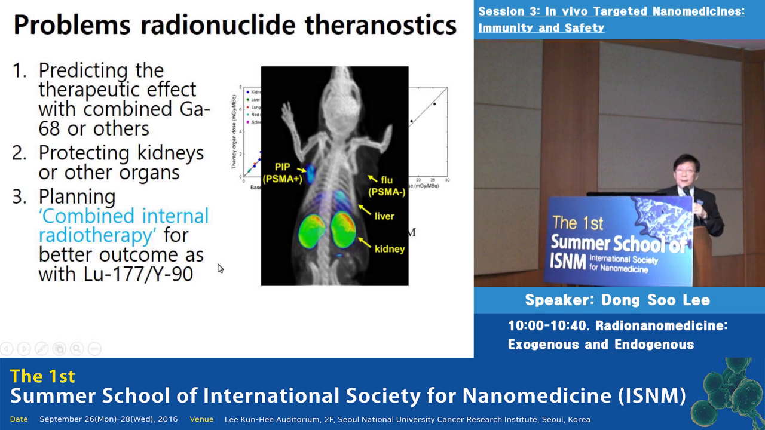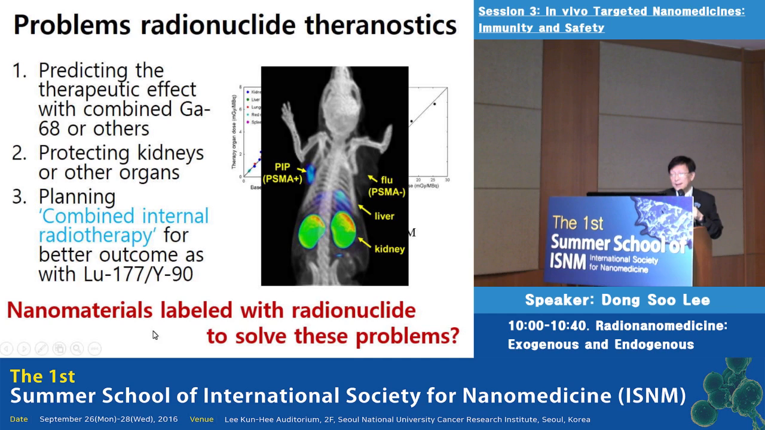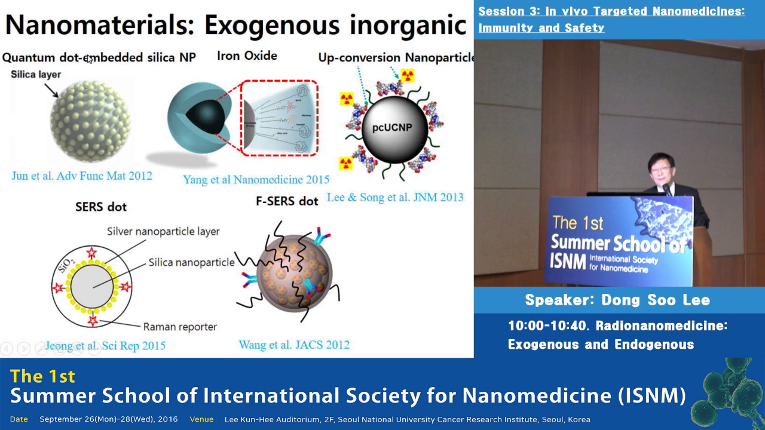So how do we combine lutetium and yttrium? Why don't we just use a nanoparticle platform to combine this? Nanomaterials labeled with radionuclides can solve these problems, and that's a starting point. If I list several nanomaterials here, they increase sensitivity and enable hybrid imaging, PET and also MRI, or upconversion nanoparticles with SPECT in iodine-125, or surface-enhanced Raman scattering dots to enhance the Raman signal, a spectroscopic multiplex-capable signal to the extreme.